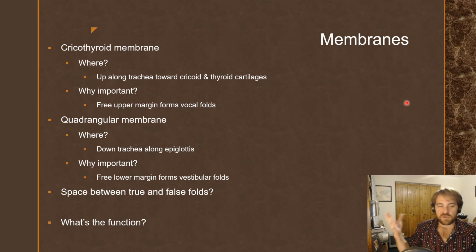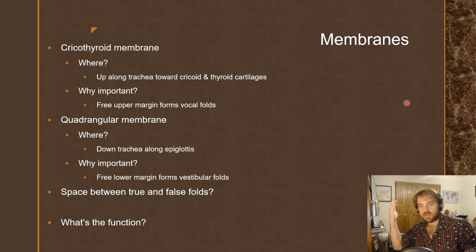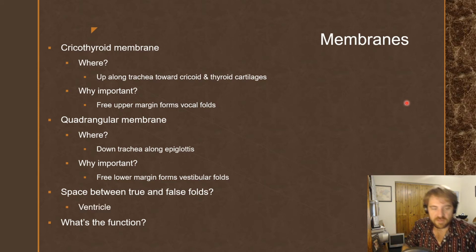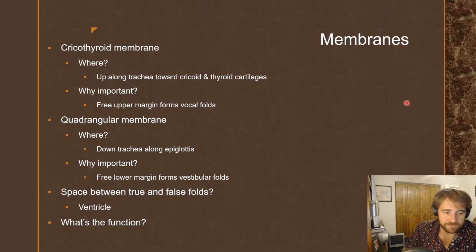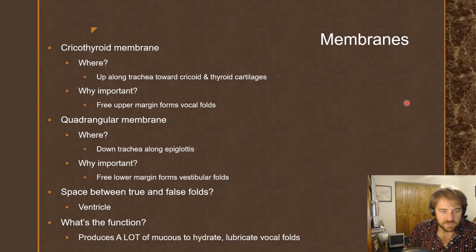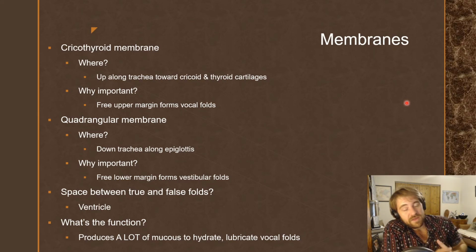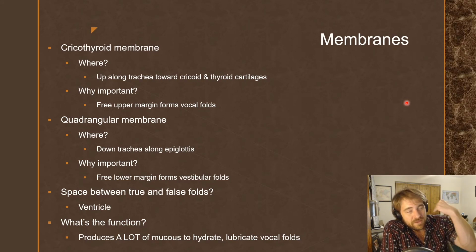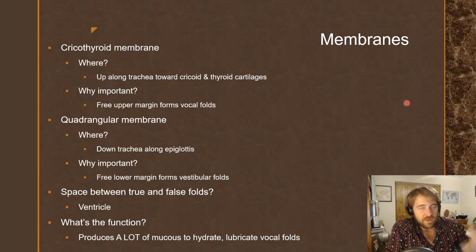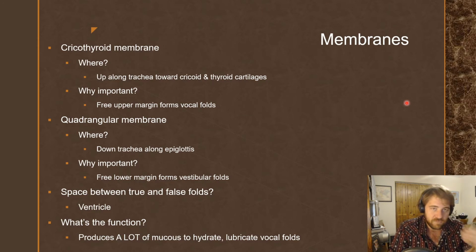What's the space between the true and false vocal folds? Yes, exactly. It's the ventricle. And also, now I want to know the function. Why is the ventricle important? Yeah, it houses all those mucus-producing cells, right? So it produces a lot of mucus to hydrate and lubricate the vocal folds. This is important because what we just talked about recently is vocal nodules, right? So it's important to have these mucus-producing cells there so you keep your vocal folds happy and healthy.